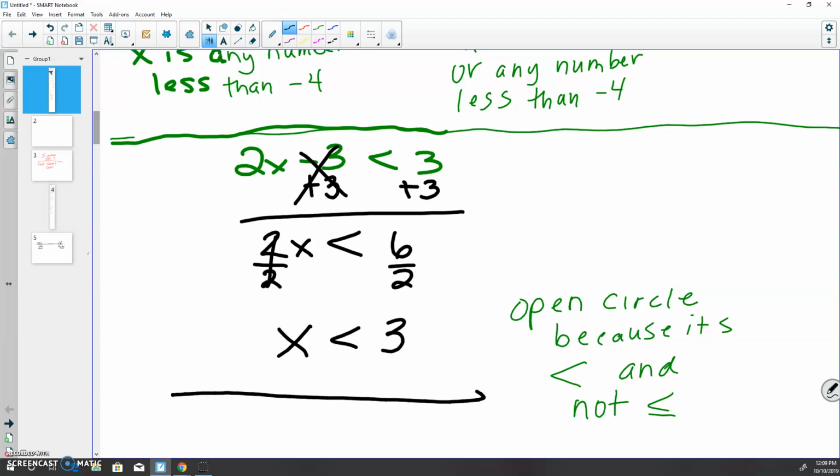If it says graph it, then on your number line where you have a 3, you would circle it. It would be an open circle because it's just less than. It's not less than or equal to. And it's going to go to the less than sign. Notice that arrow shoots to the left. So your line shoots to the left. And over here we say an open circle because it's this less than sign and not less than or equal to.